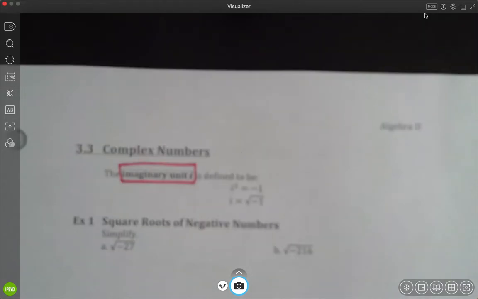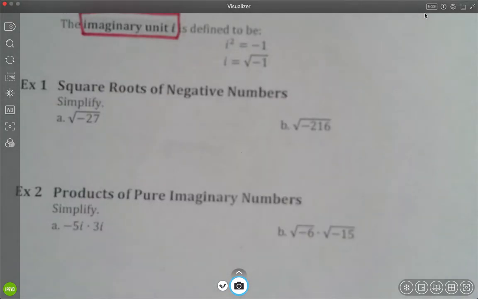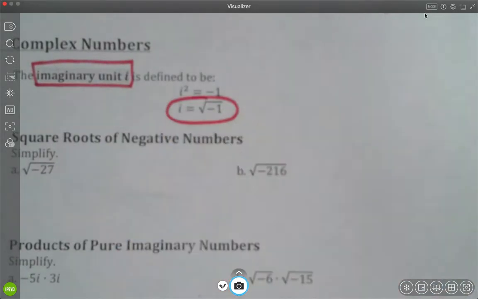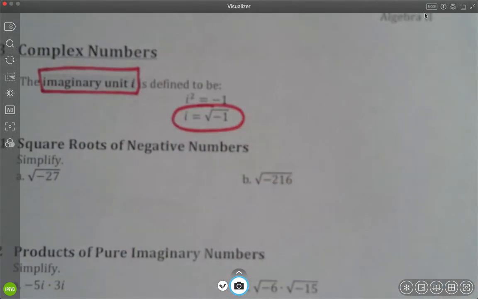Now, here are two things that you do need to memorize. You need to memorize what i represents. i is the square root of a negative 1. Now, that is imaginary. That's a fake number, because can you take the square root of a negative number? No. No, that's why it's an imaginary number. So they call it i. They call i the square root of negative 1, yeah?